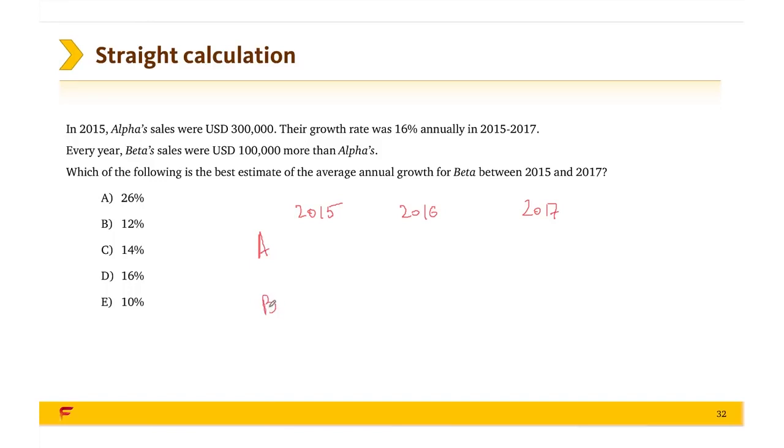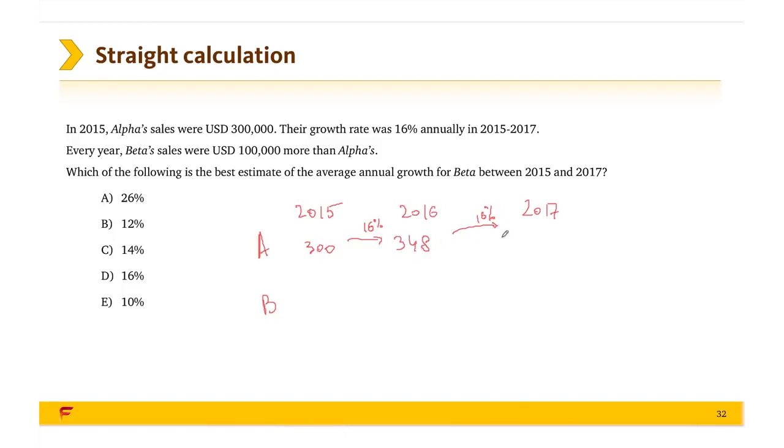Alpha and Beta. 300k, and then plus 16%, and then plus 16% again. So in 2016, that should be 16 times 3, roughly, because 16% out of 100 would be 16, and 16% out of 300 would be 16 times 3. So that should be 48. Okay, 348, that's the answer.